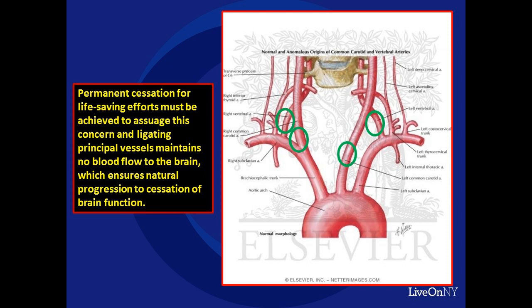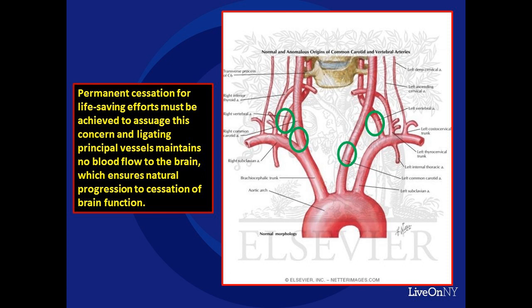So let me be very clear, and this is a quote from that paper that was actually published the day before we did the first case. Who knew that it would work out that way? But permanent cessation for life-saving efforts must be achieved to assuage this concern, the ethical concern, and ligating principal vessels maintains no blood flow to the brain, which ensures natural progression to cessation of brain function. So let me be very clear on this diagram.